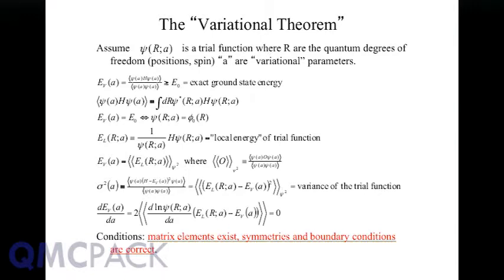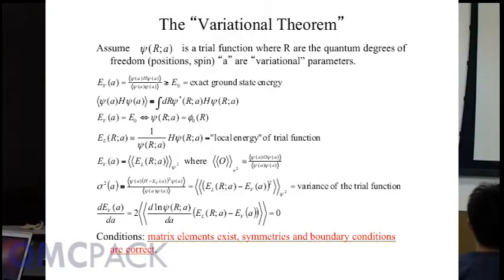Now, let's not get confused. You have the variance of a trial wave function, and we had the variance we talked about before the break of the error estimate. These are related, but they're not the same thing. These are two different variances. We use the same word because they're related. This is the second moment of the local energy.